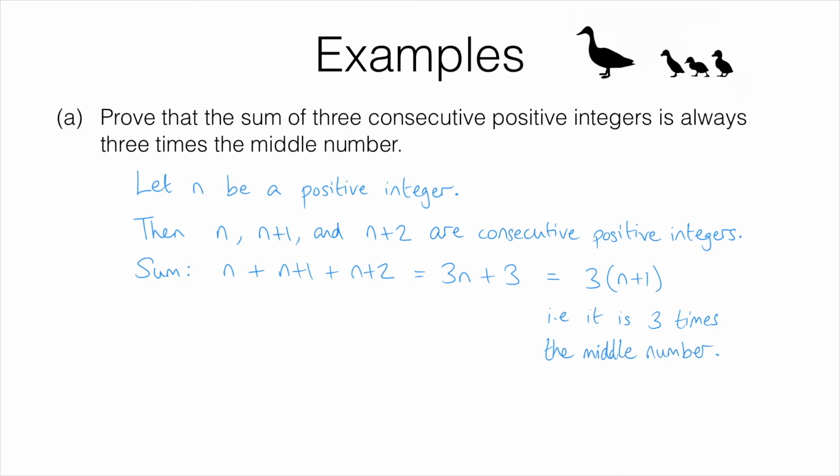So we've proved it. The sum is 3 times n plus 1, that's the middle number, and that's what the question asked for.